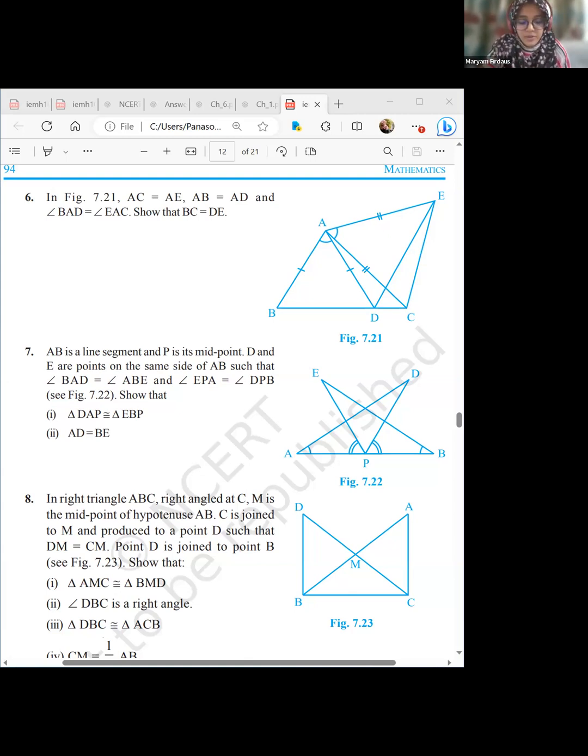Let's come to the 7th question now. Read the question, Zen. AB is a line segment and P is its midpoint. So first, let's draw what we have read till now. Let's draw a line segment AB and let's draw the midpoint P.